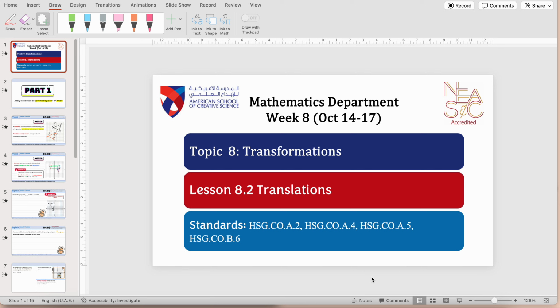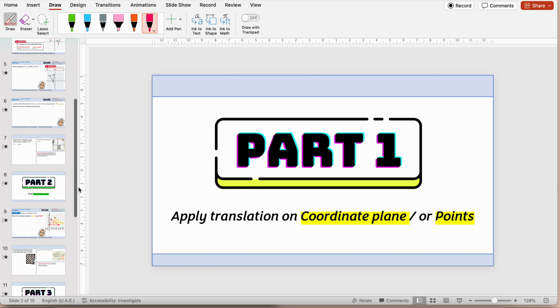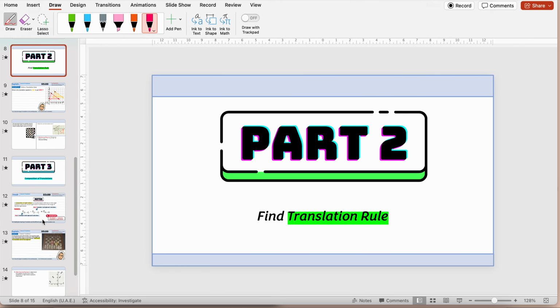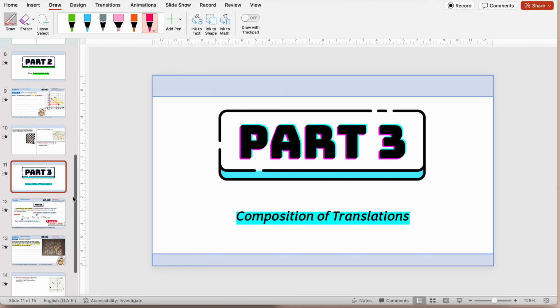So basically, I'm gonna start talking about this lesson, translation 8.2, a quick video about it. I'll try not to talk much. I divided the ideas of this lesson into three parts. Part one, which is translating a shape on coordinate plane, or if you have only the points of the shape. And then part two is to find the translation rule, and part three is to do composition of translations.